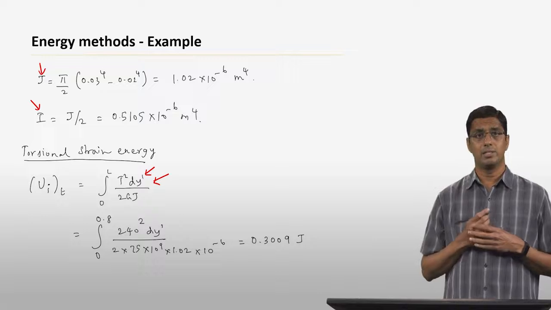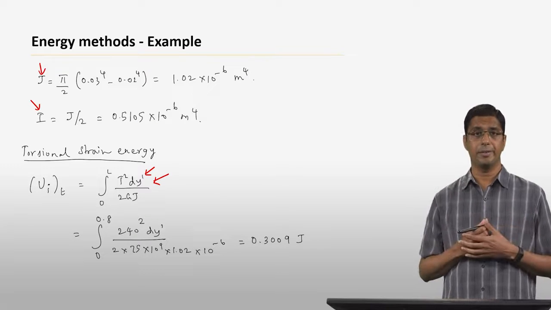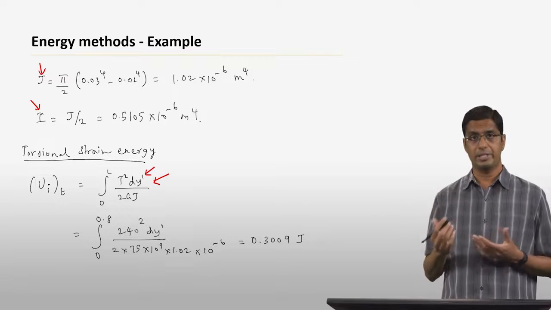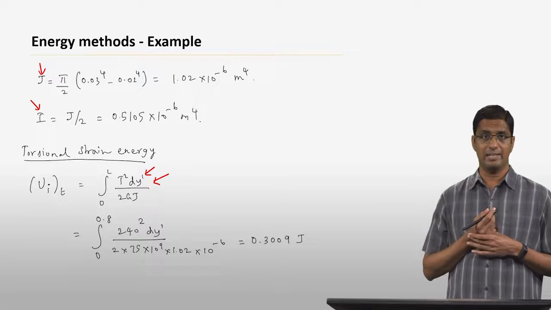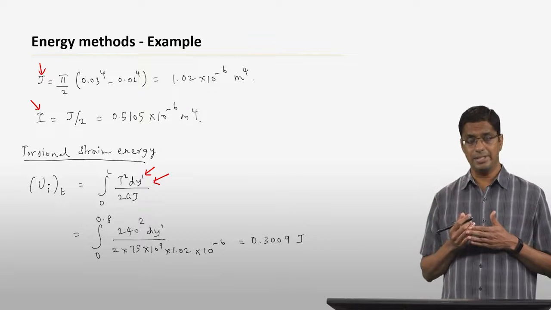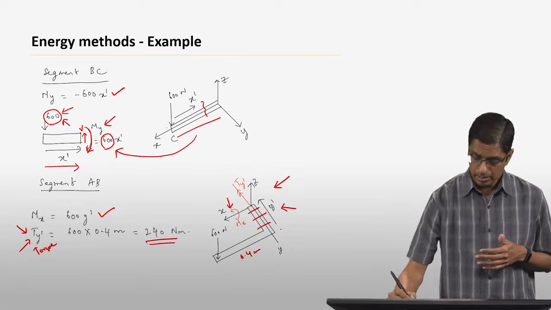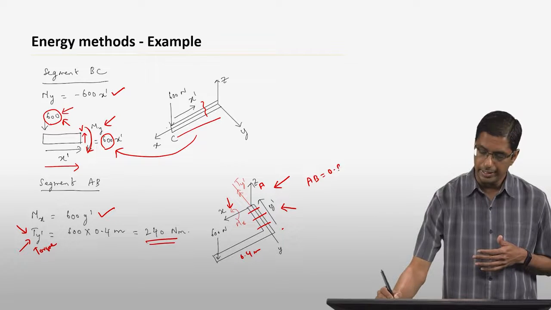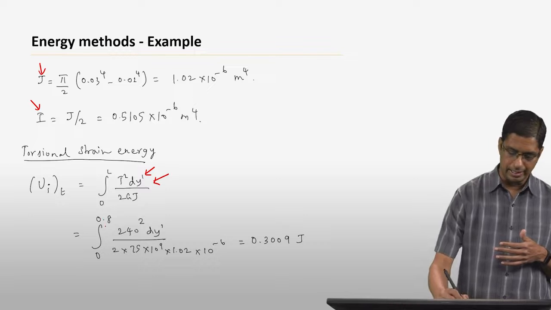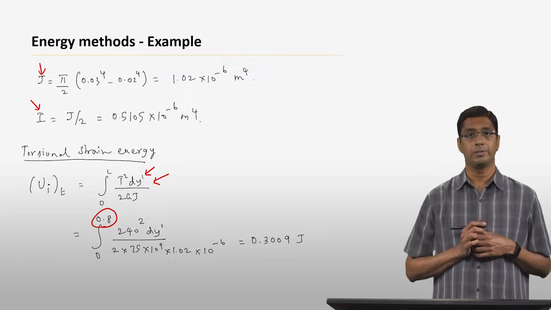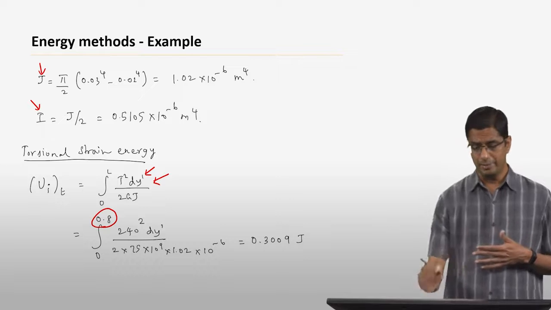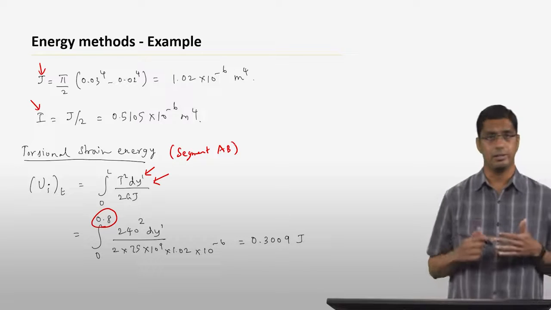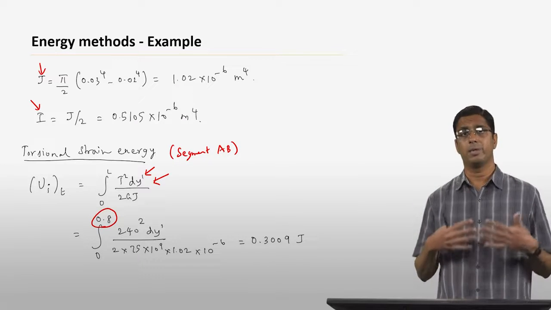So you do that. In this case, the torque is constant, just 240 Newton meters. So it's 240 squared times dy' divided by 2 times GJ. G is given to be 75 GPa and J we just calculated. And the distance that you have to integrate is from this point on till point A. So the distance AB is 0.8 meters, and that is why the integral goes from 0 to 0.8. So essentially we are integrating this over the segment AB. So let me also write it down, and this integral is over segment AB because the torque, the internal torque, is present only in the segment AB.